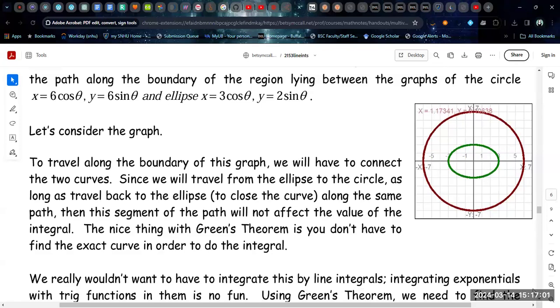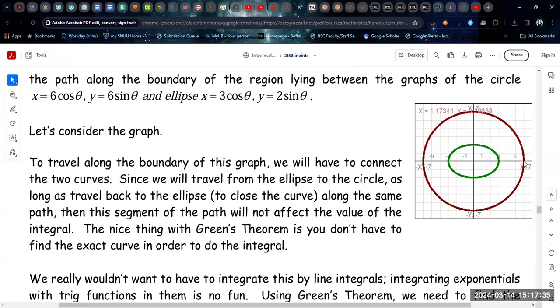Now, if we were to try to parameterize this and do it piece by piece, because we have two completely different sections, technically what we would have to do is create a path where we're following along the boundary, where the area of the region that we're looking at is always essentially to our left. So this outer curve we would parameterize as going counterclockwise.